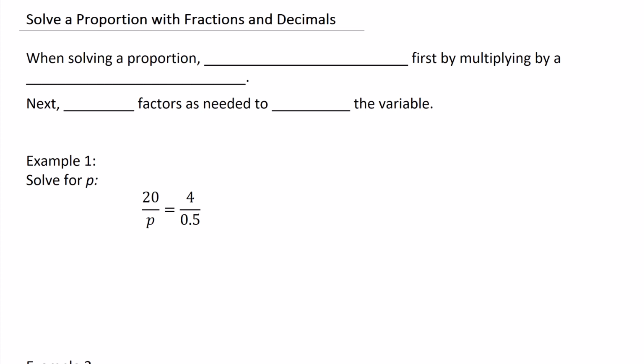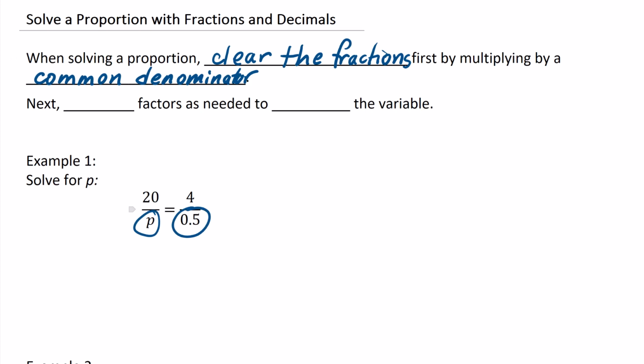Solving a proportion with fractions and decimals can look really scary, but when solving a proportion, we want to clear the fractions first. So if we do that, then it doesn't look nearly as scary. So clear the fractions first by multiplying by a common denominator. And when I say that, I just mean look at the two denominators you have and use those as your factors to clear the fractions.